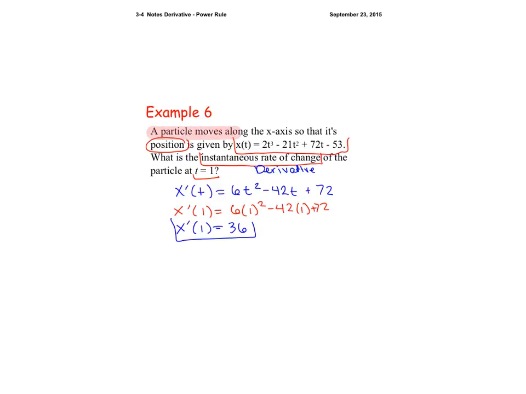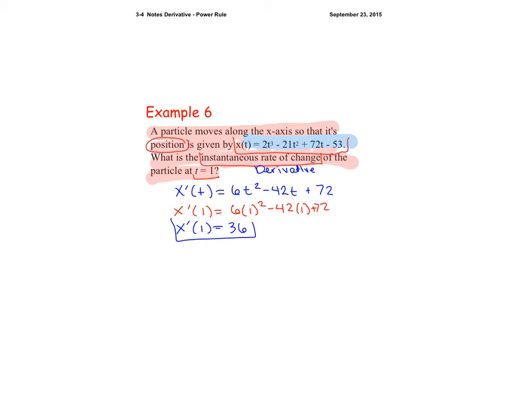A particle moves along the x-axis so that its position is given by x of t equals 2t to the 3rd minus 21t squared plus 72t minus 53. So what's the instantaneous rate of change, which is the derivative, of the particle at t equals 1? We're going to take the derivative of this function, and then we're going to plug in 1 into it.